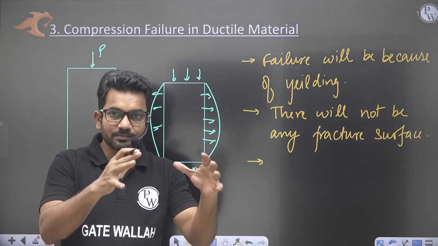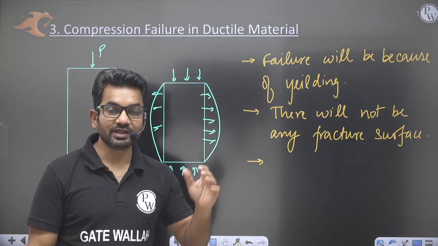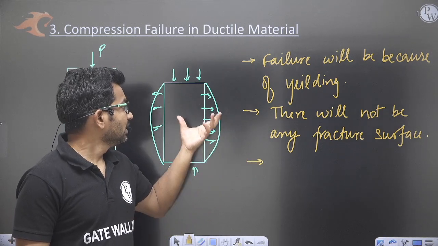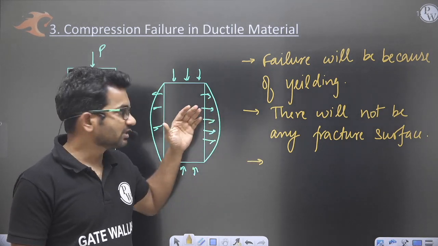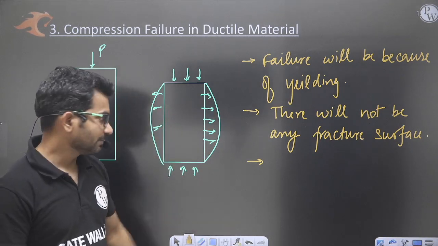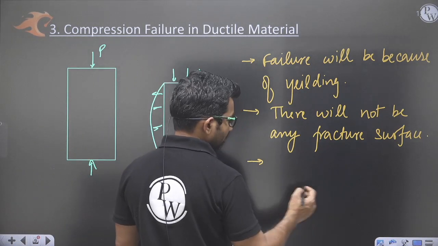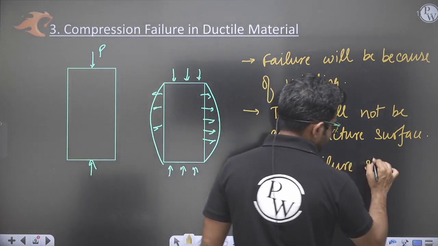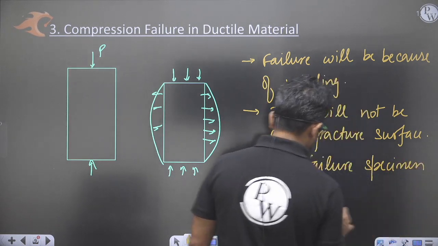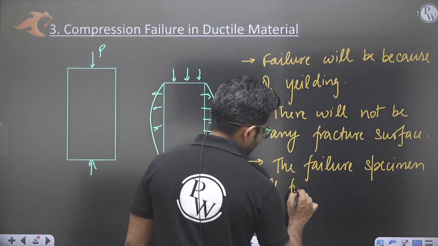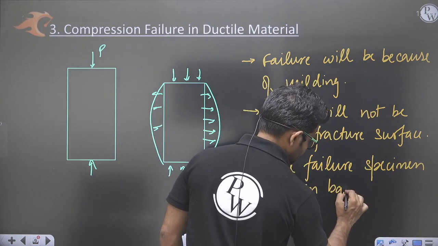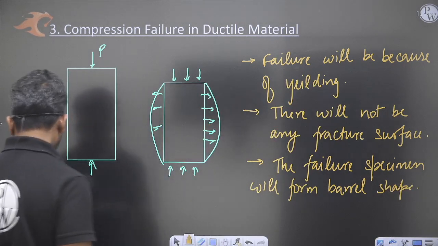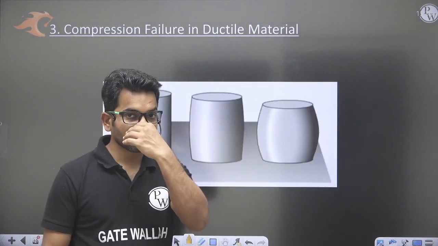Barrel, you know, those wooden containers used to store liquids, wine and all those kinds of liquids. So these are called barrel shape, okay. So the failure specimen will form barrel shape, okay, right. Okay, so if I have to see the specimen, this will be the specimen.